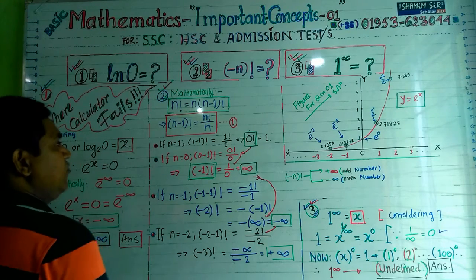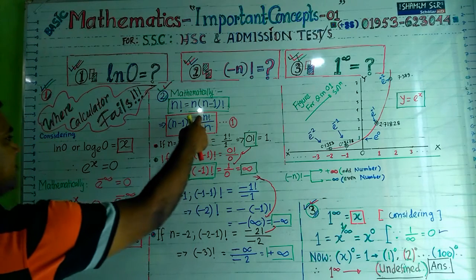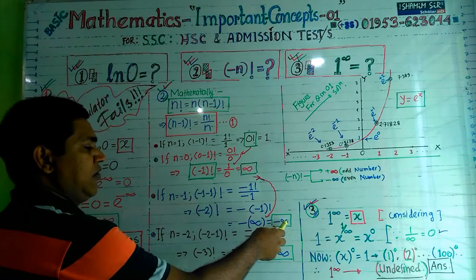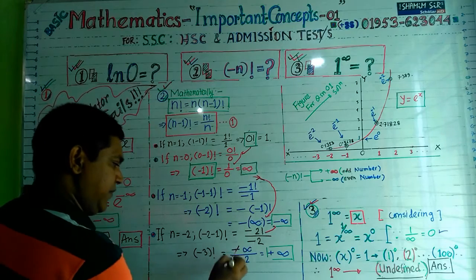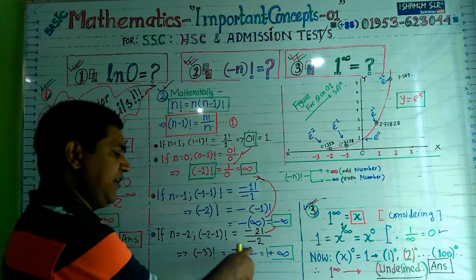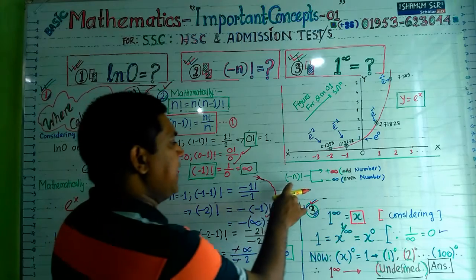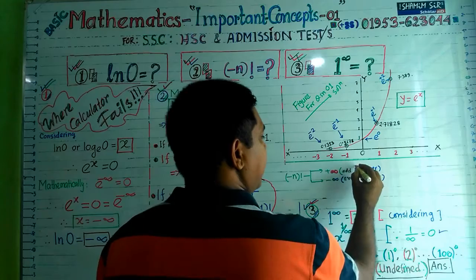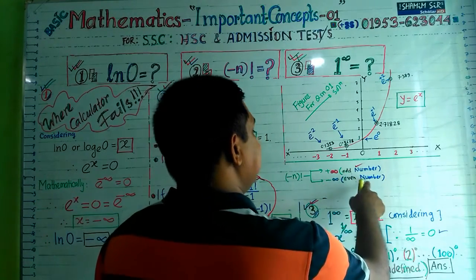Put n equal to minus 2 in this equation: we get minus 3 factorial equals minus 2 factorial divided by minus 2. We have proved earlier minus 2 factorial equals minus infinity, so minus infinity divided by minus 2, omitting the minus, we get infinity divided by 2, so plus infinity. So in fine, we can say minus n factorial equals plus infinity if n is an odd number, and minus n factorial equals minus infinity if n is an even number.